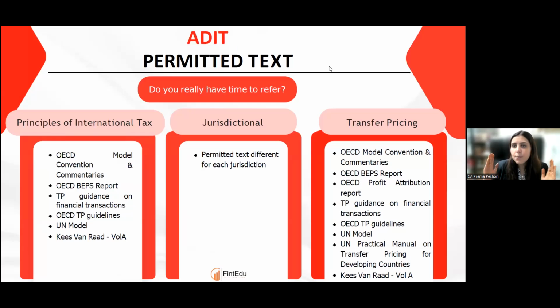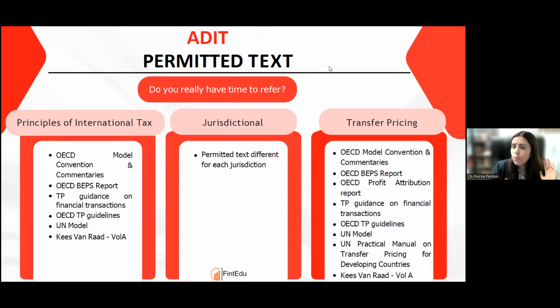For PIT, the permitted text is the OECD Model Convention and the commentary, OECD BEPS report, the TP guidance on financial transactions, OECD TP guidelines, because for transfer pricing, there is a certain portion of that under the PIT also. Of course, for detailed transfer pricing, you have a separate paper in case you opt for that, but there is some portion of transfer pricing under PIT also. UN model, all of that is the permitted text.